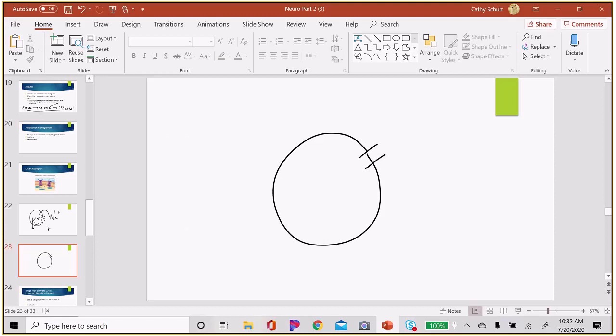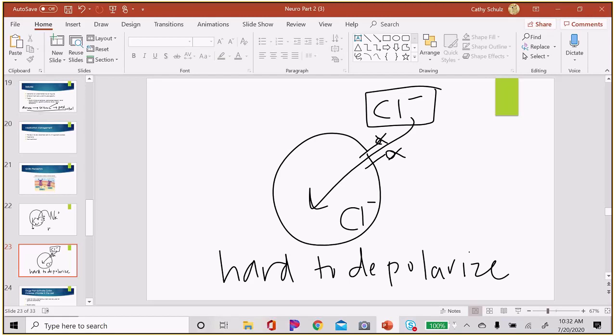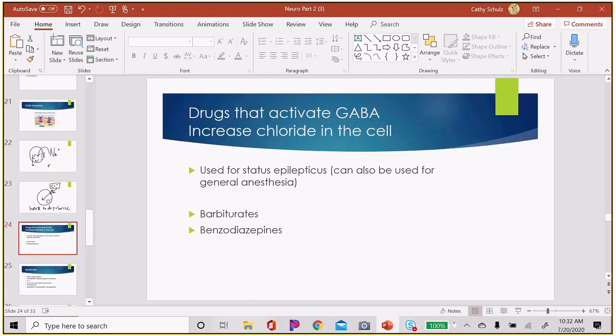GABA receptors are located on the cell and they allow chloride, which is negative, to go inside the cell. So the receptors are on that channel. If there's something that acts like GABA on those receptors, then chloride can go into the cell and make it very, very negative. So it's very hard to depolarize. And that's what we want in terms of status epilepticus. These medications are not generally used, like I said, for seizures anymore. They are also used for general anesthesia. So you may recognize these medications used for different things. And they are often drugs of abuse as well.